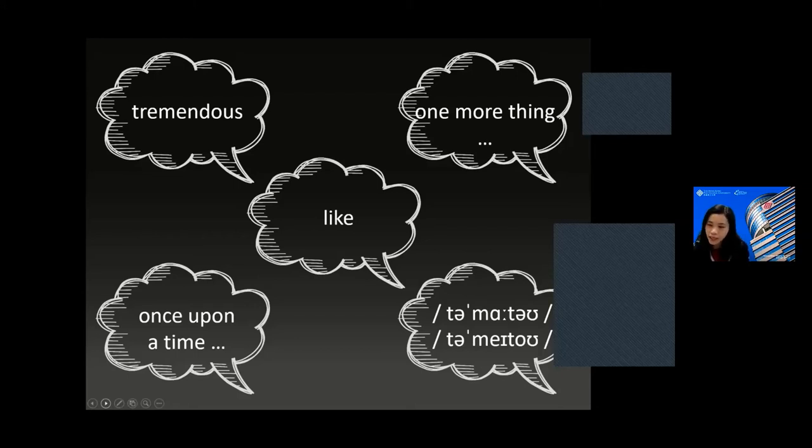So you can see, again, when we look at words, they are very powerful because they can tell us a lot of information about the producer.